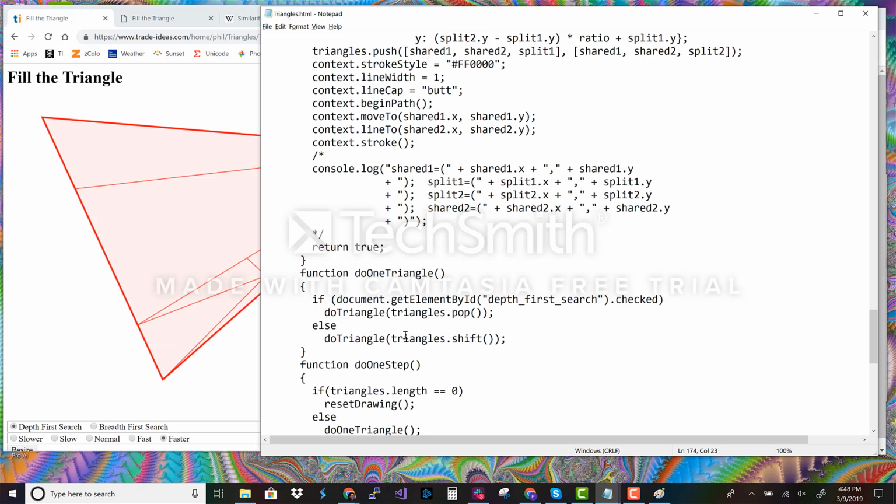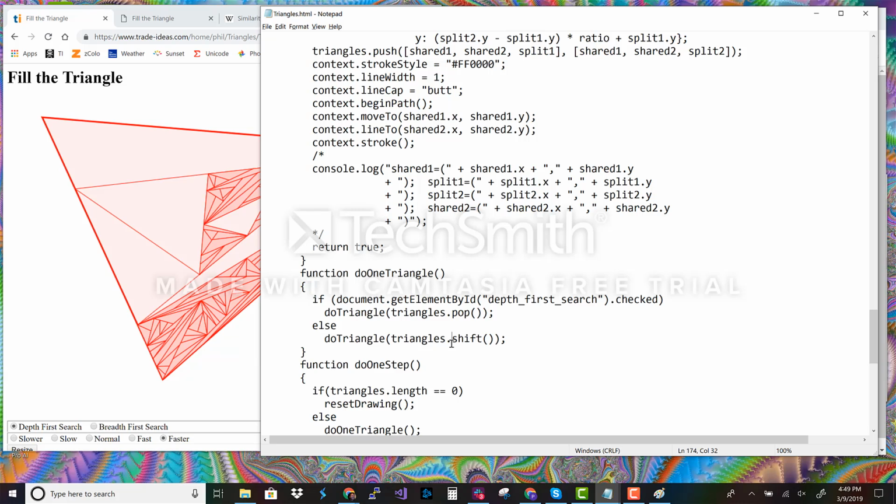Where this, so if you say breadth first, so if depth first is false, then we call shift, which, I mean, the words are a little bit funny. You can look it up online. But this means to grab the one that I put in the longest time ago. So again, that's how you spread out the work.